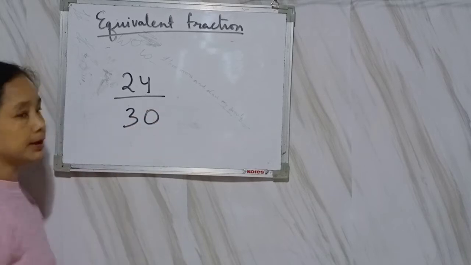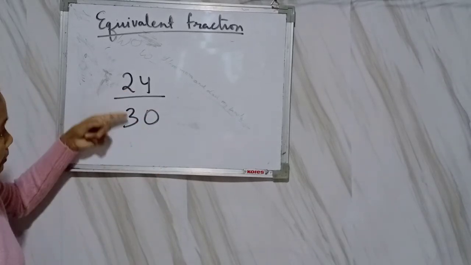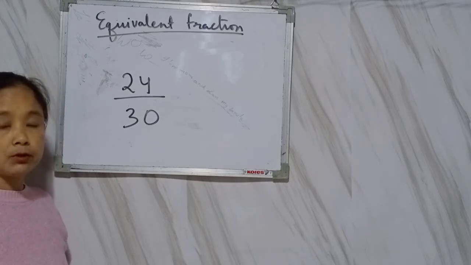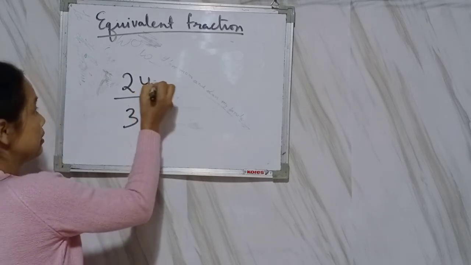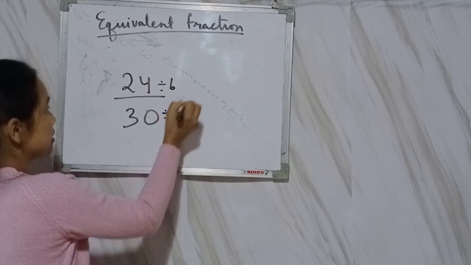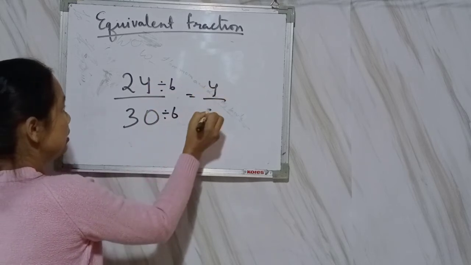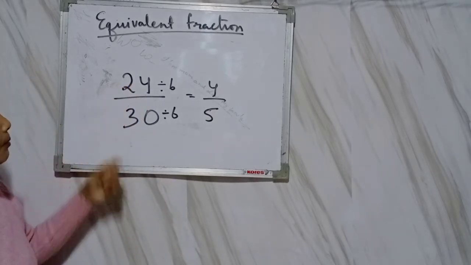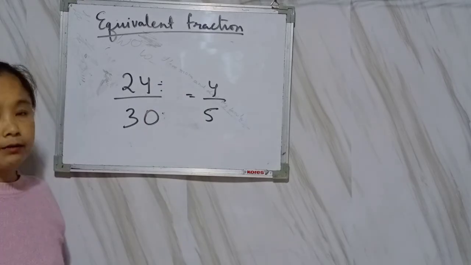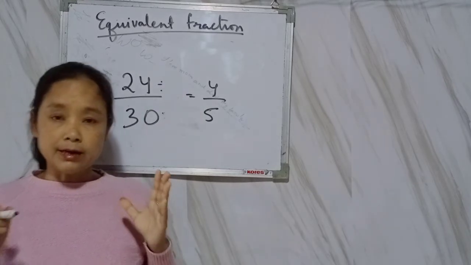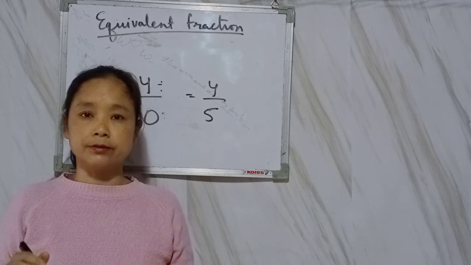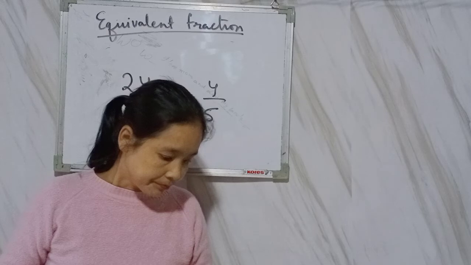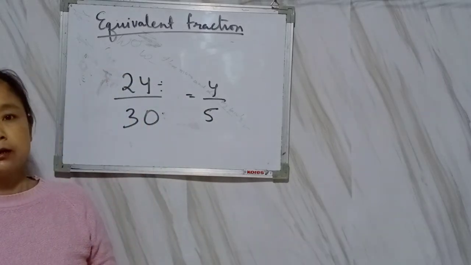Let's say 24 by 30. You will divide both the numbers with the same number. Then, I think it can be divided by 6, 4 by 5. Then that means the lowest, the simplest form of 24 by 30 is 4 by 5. Okay? Is it clear? That is how to reduce the fraction into simplest form.